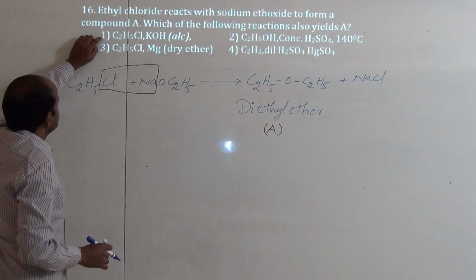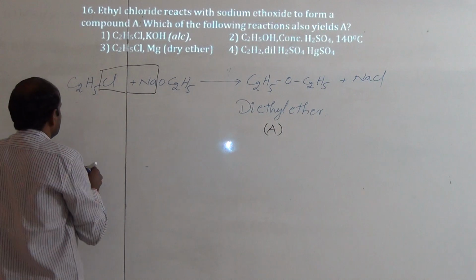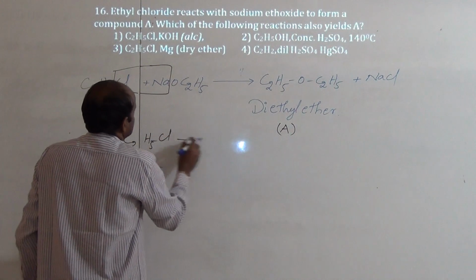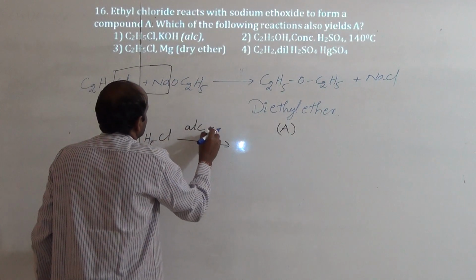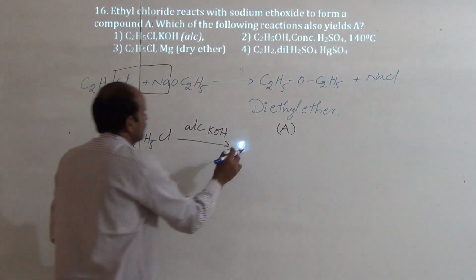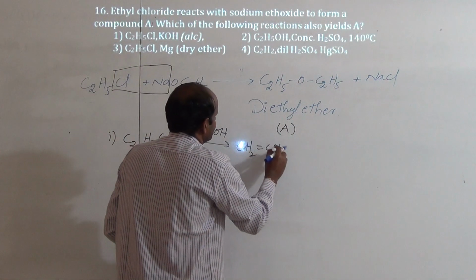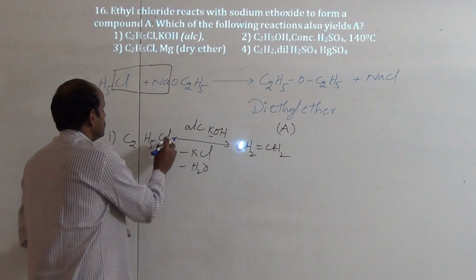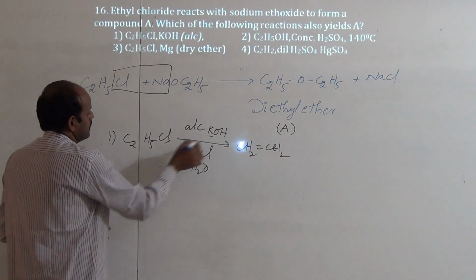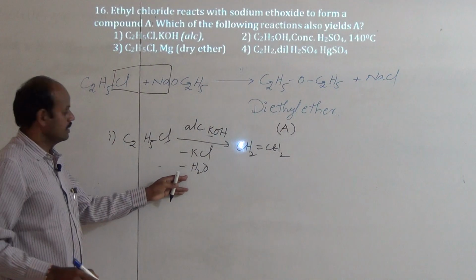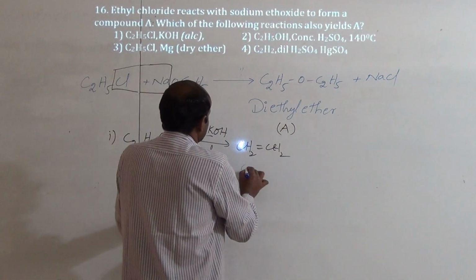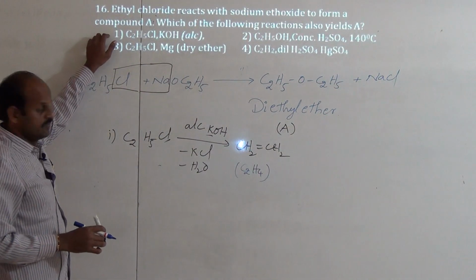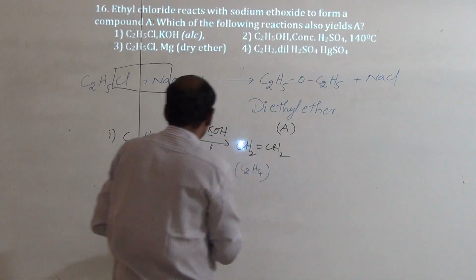So first one given C2H5Cl. If you take the first option, C2H5Cl, which reacts with alcoholic KOH, we get alkene C2H4 by the removal of KCl and water. Here potassium and Cl removed as KCl, and here hydrogen and OH removed as water. Thus we get ethene, that is C2H4 only, but not this one. No. Hence first option is wrong. Then take the second option.